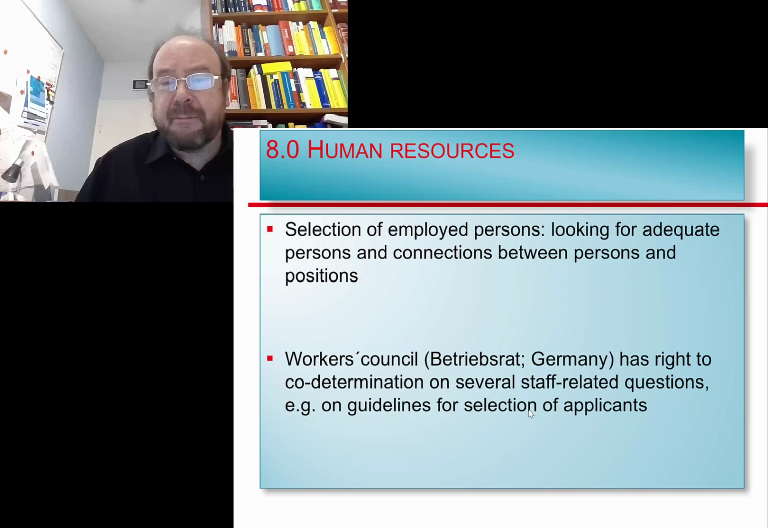When you want to select employees, you will have to look for adequate persons and you must see that the persons fit the positions. You remember positions were a bundle of tasks which has to be fulfilled constantly and which is to be handed over to a certain person. Sometimes, at least in Germany, or might be in other countries too, there is a kind of inner enterprise democracy to a certain extent. For example, in Germany, there is a workers' council, in German called the Betriebsrat, and they have the right to co-determination concerning several staff-related questions. For example, when you set up general guidelines for the selection of applicants and you are a big firm, they might have the right to get involved.